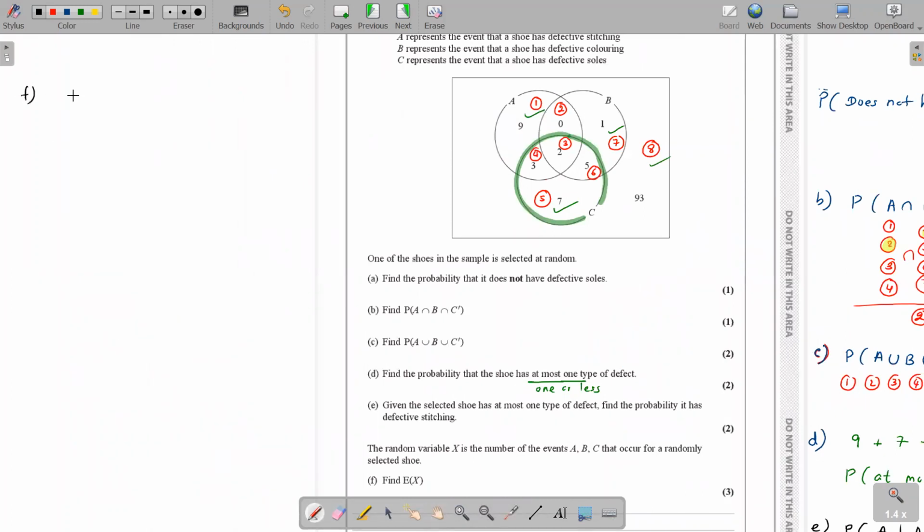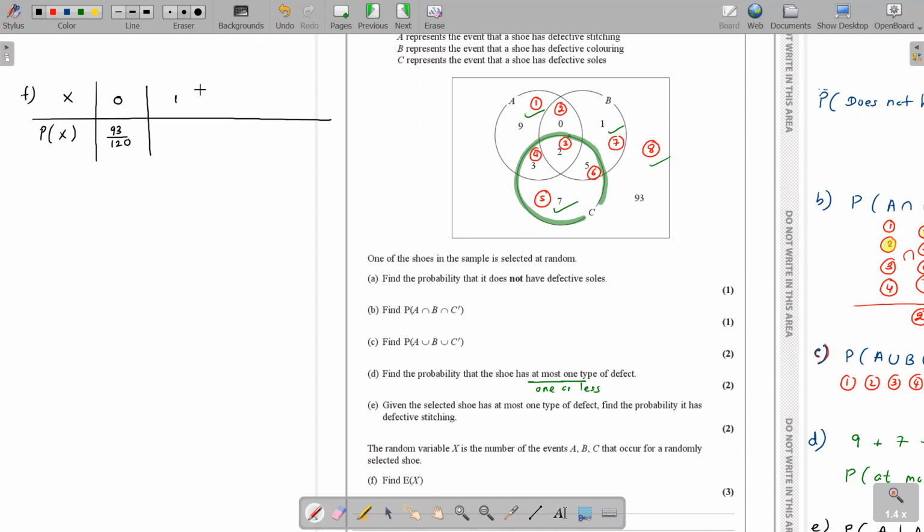What are the X values we have? X is the number of defects. We can start with X value 0. There are 0 defects. How many shoes have 0 defects? 93. So the probability of 0 defects is 93 over 120. Make this table.